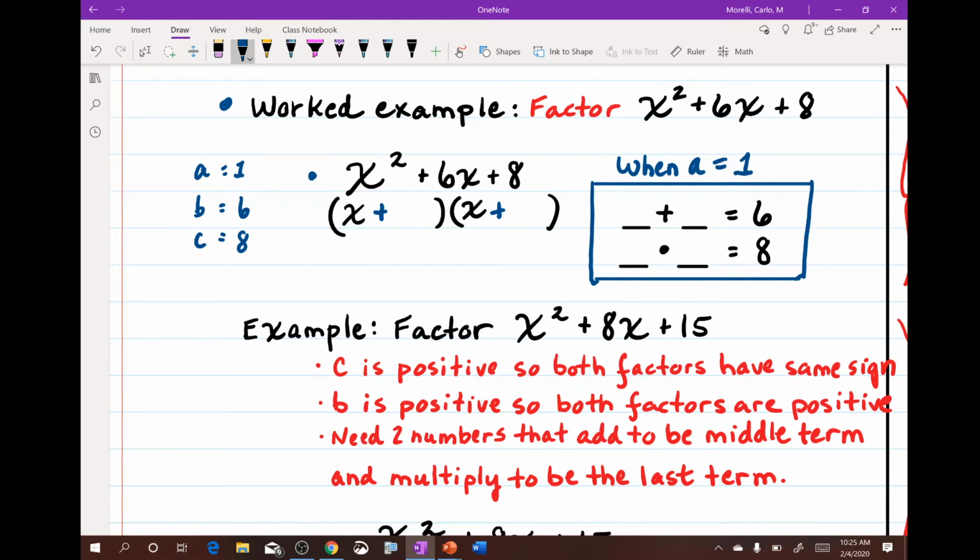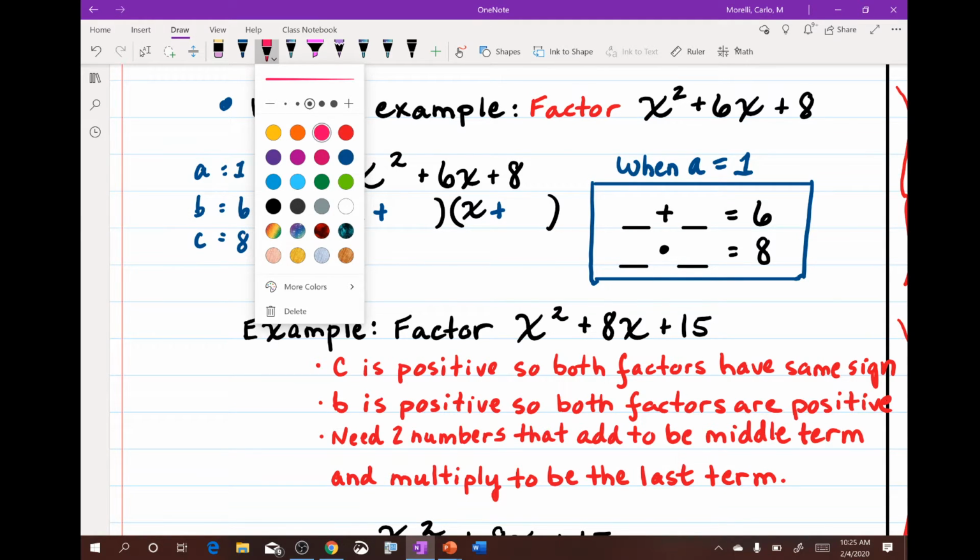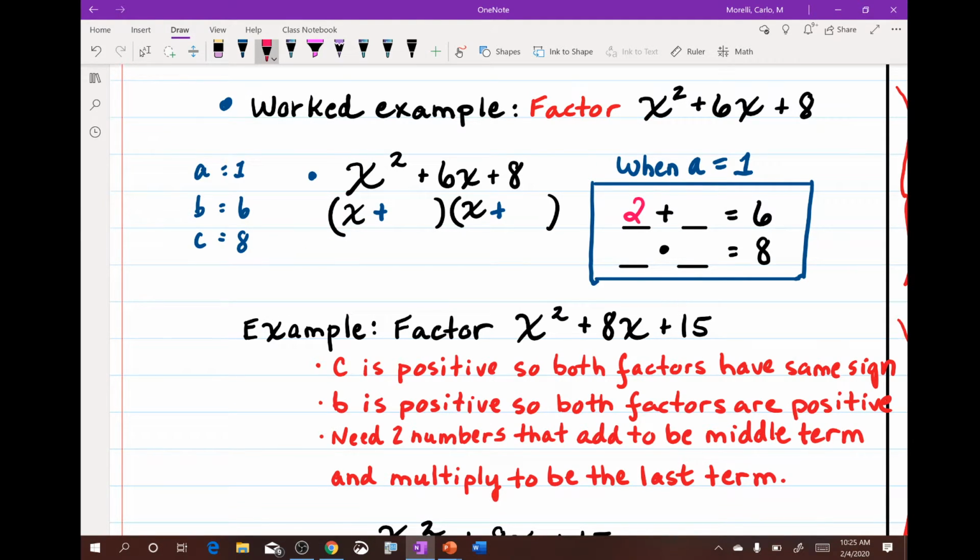So let's play this little game. I need two numbers that add to be 6 and multiply to be 8. What are they? Thank you, Nathan. 2 and 4. Does that work? 2 plus 4, is that 6? Katrina, 2 plus 4 is 6. What's 2 times 4? Yeah. So it satisfies both of our requirements. So then we go in here and put 2 and 4. And you're done.